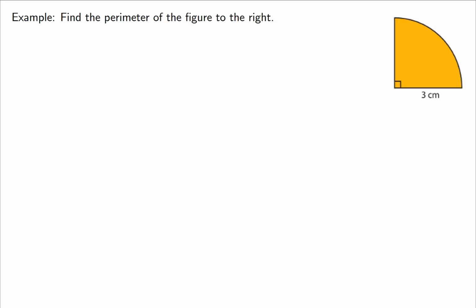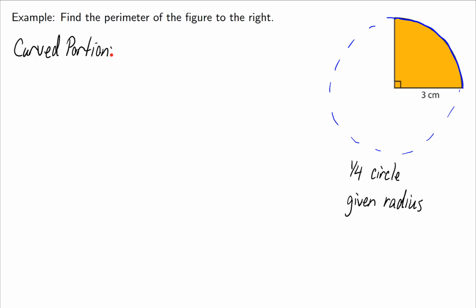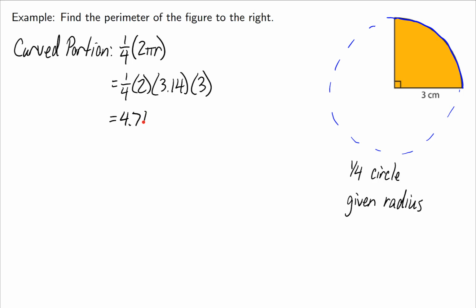Let's do another one. This time, if I were to fill in the circle, you'll see that this is a quarter circle. And because it's a quarter circle, we're going to use 1/4 when I do the next formula. In addition, we are given the radius of this circle. So let's start off with the curved portion. Again, that is this length right here. Since it's 1/4 of a circle, I'm going to put a 1/4. And then I'm going to use 2 pi r because I have a radius given to me. So I have 1/4 times 2 times 3.14 times 3. I get 4.71 centimeters.